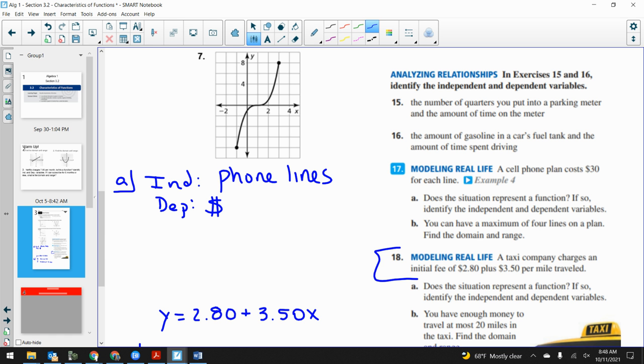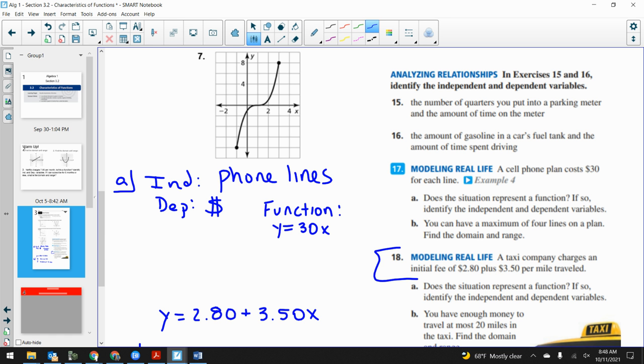Okay, now, is that a function? If I say my input is 3 phone lines, there's only one output, right? There's only one price. It's not like they're going to charge me 2 different prices. I got one phone line. Okay, so that is a function. And let's try to create an equation based on that function. Well, it's $30 per line, right? Okay, y is equal to 30x. Per means to multiply. $30 per line. And if x is the amount of lines, it's y is equal to 30x.